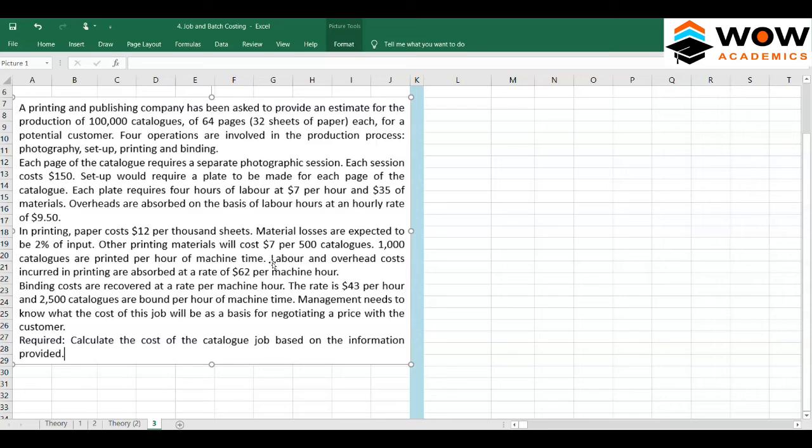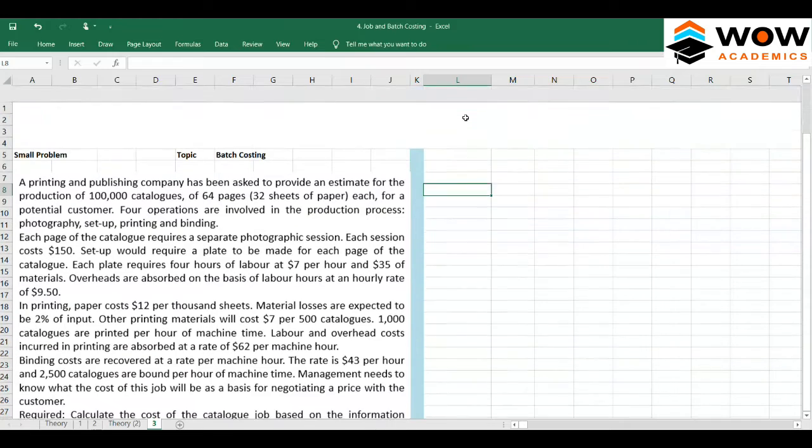How many machine hours are required? Labor and overhead costs incurred in printing are absorbed at a rate of 62 per machine hour. So that is about the cost. And finally, it's about the binding. Binding costs are recovered at a rate per machine hour. This rate is 43 per hour, and 2,500 catalogs are bound per machine hour. Management needs to know what the cost of this job will be as a basis for negotiating a price with the customer. So this is a lengthy problem.